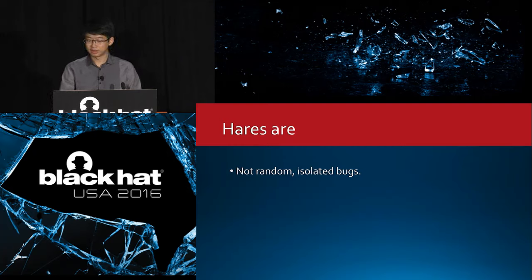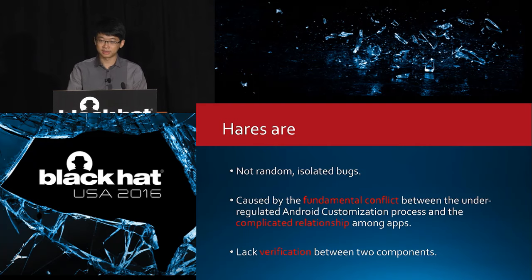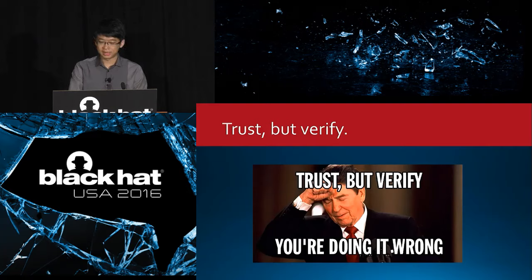So hares are not random isolated bugs you could find anywhere else in Android. What causes the problem here is the intrinsic interdependent relations between different Android components during the unregulated Android customization process. Besides this, the party being invoked either does not verify or fails to verify the identity of the other party. So the developer thinks that if the attribute exists, it is okay, but actually it is not okay when a malicious app could easily take its place.